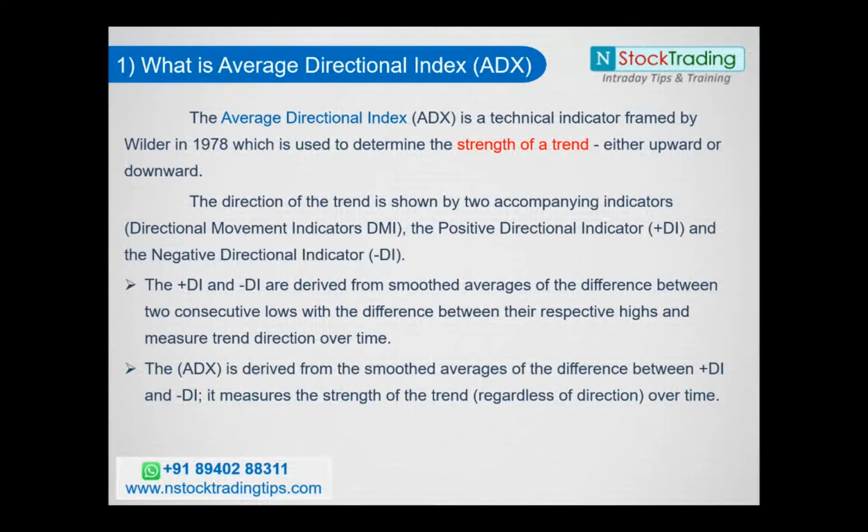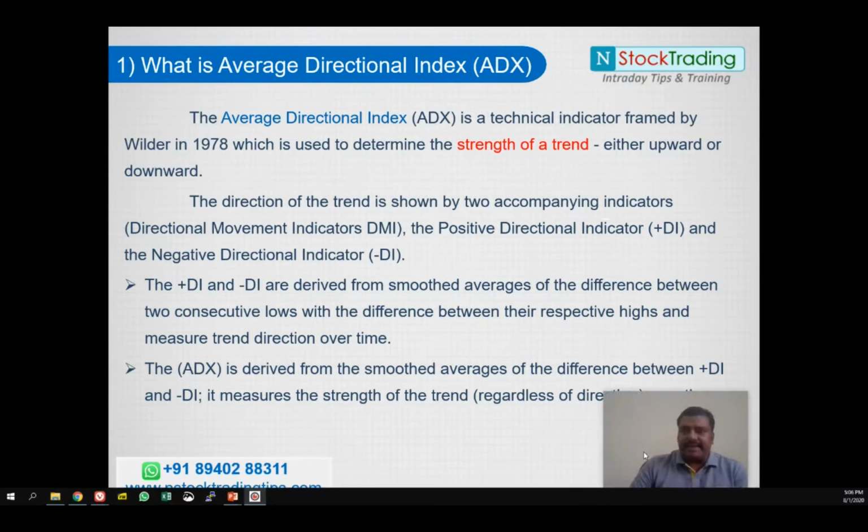All right. So ADX, like all the technical indicators we have been talking about, is a technical indicator which was developed and framed by Mr. Wilder in 1978. So this is actually used to determine the strength of a trend. It is irrespective of the upward or downward direction. It just tells that the trend is strong or weak. So we know the strength of the trend, either upward or downward.